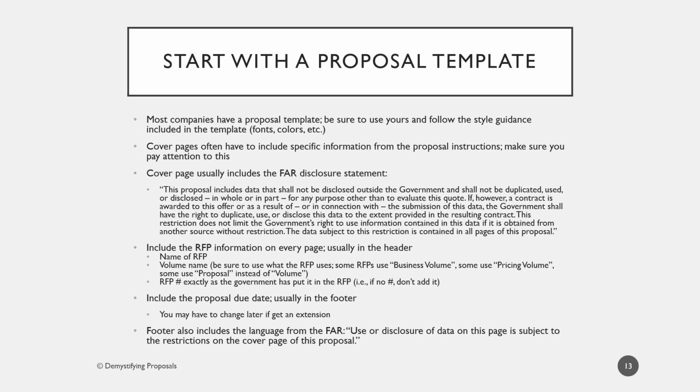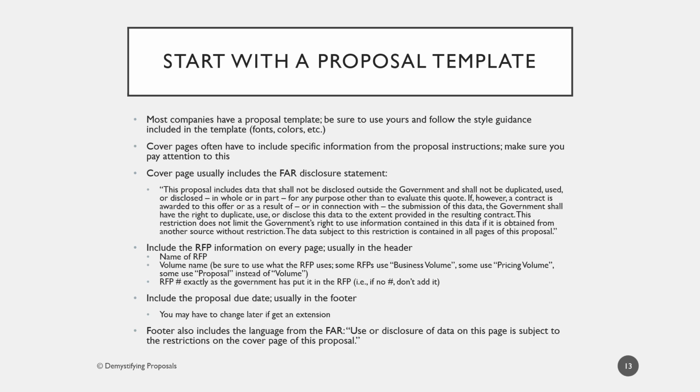Include the RFP information on every page, usually in the header. That's the name of the RFP, the volume name, and be sure to use whatever the RFP uses. So if they call it the business volume or the pricing volume, or sometimes they just call it the proposal, use whatever the RFP uses for that information. The RFP number should be exactly as the government has put it in the RFP. That is, if they don't put in a number sign, don't add it.